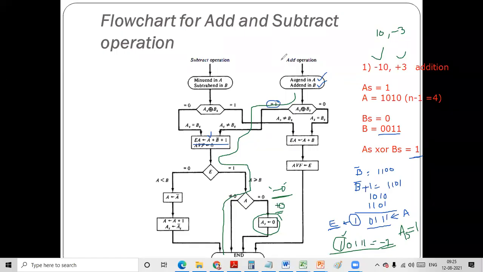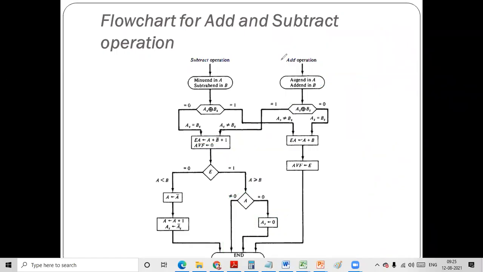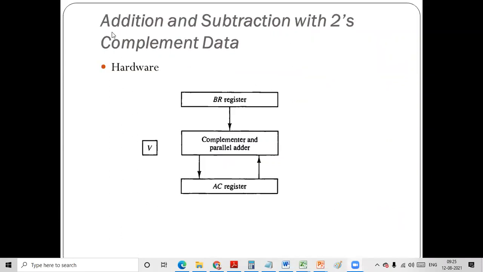Okay, so now rather than going in this way, now if we go by signed 2's complement data. Okay, so here my numbers are represented in a 2's complement form.